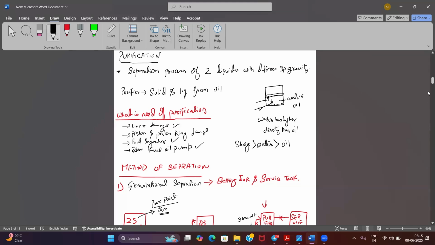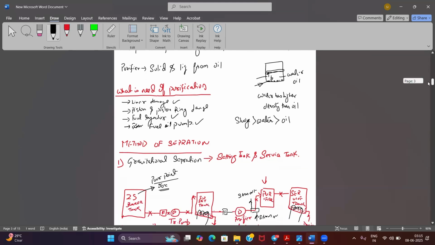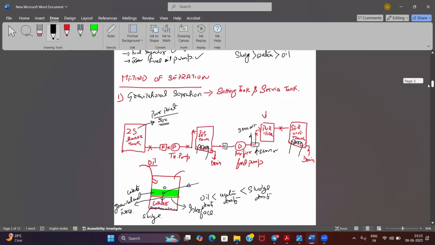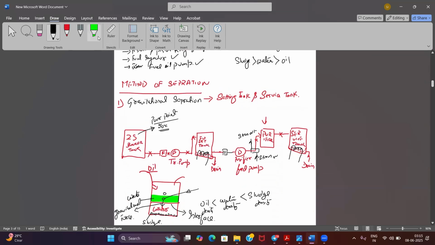Now, if we talk about the methods of separation, the first method is gravity separation. That gravitational separation is happening on board our ship in the tanks, like your bunker tanks, your settling tank, and your service tanks. So there, the gravity separation is taking place.